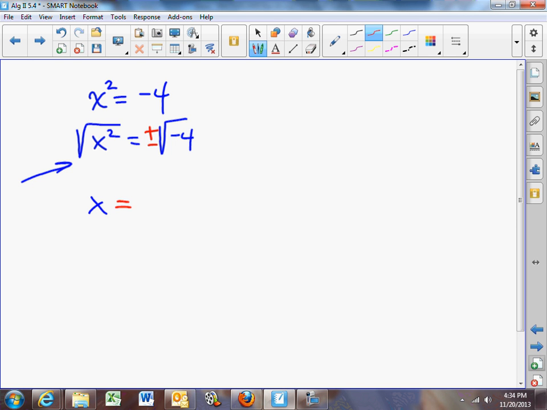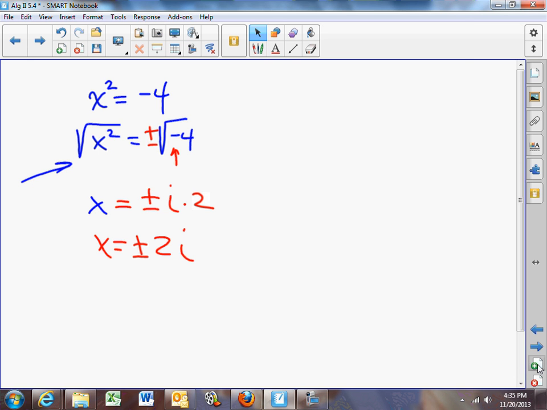So we get plus or minus over here. Now, negative sign inside the radical, we pluck our i out, it becomes i, and then the square root of 4 is 2. So x equals plus or minus 2i. Positive 2i and negative 2i. Now, we need to be able to take the square roots of negative numbers so that we can solve equations using the square root principle or the square root property. And so therefore, here it is.